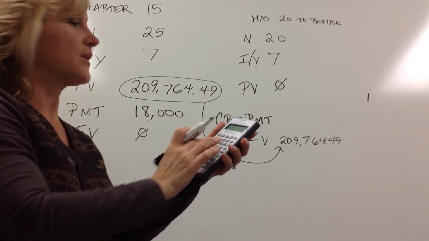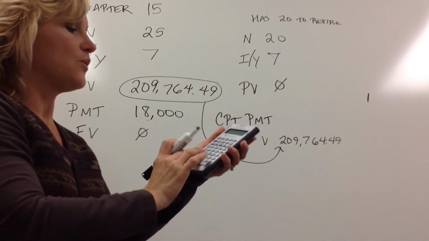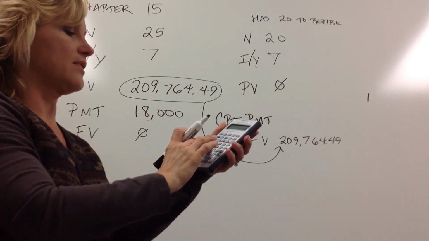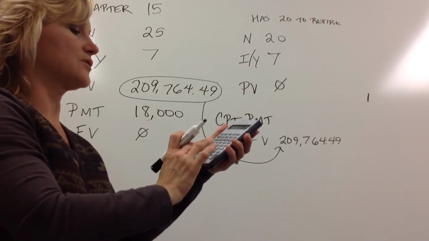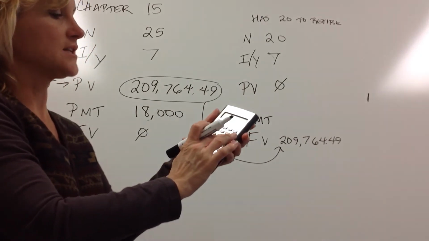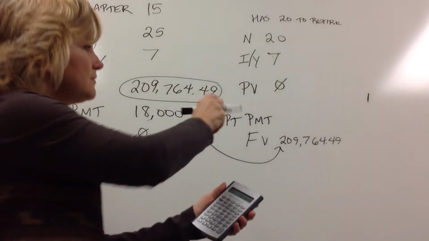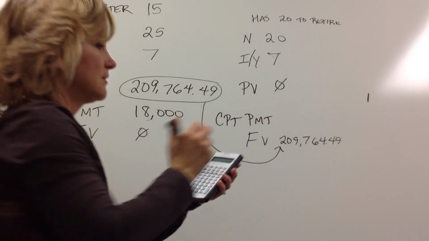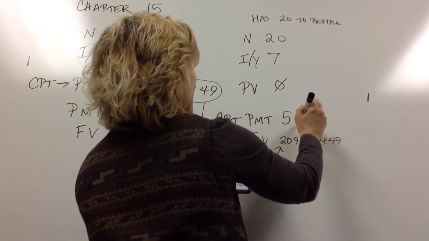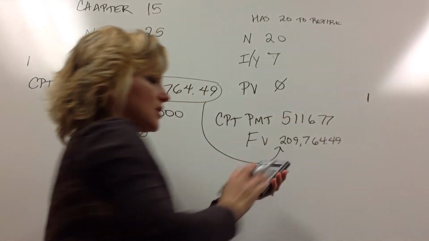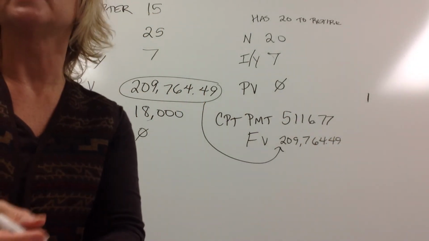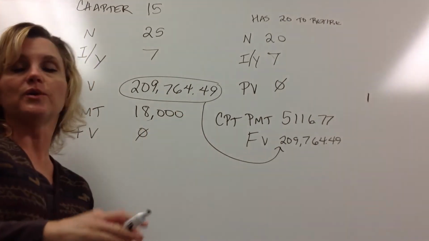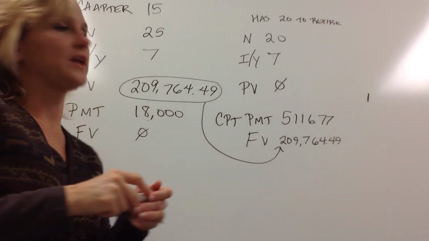We're not starting with anything today, but we want to end up with $209,764.49. So that is my future value. Then I come back and hit compute and my payment. So he would need to start saving about $5,000 a year in his retirement so he could have his goal.